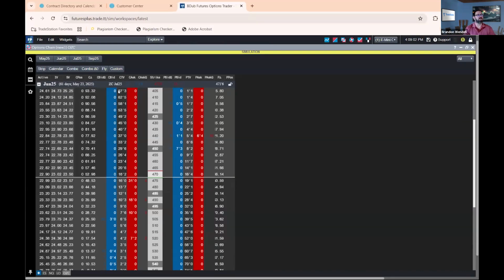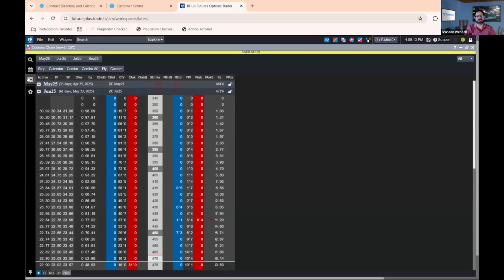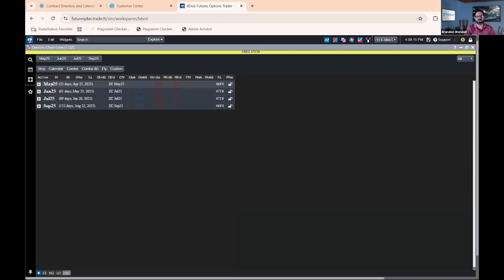If you're familiar with this platform, what I'm using is TradeStation FuturesPlus, and I use, by the way, the new options chain. There is an old one. The new one allows you to look at the entire series all at once. The old one, you have to look at individual months at once. It's a personal preference. They both work fine.